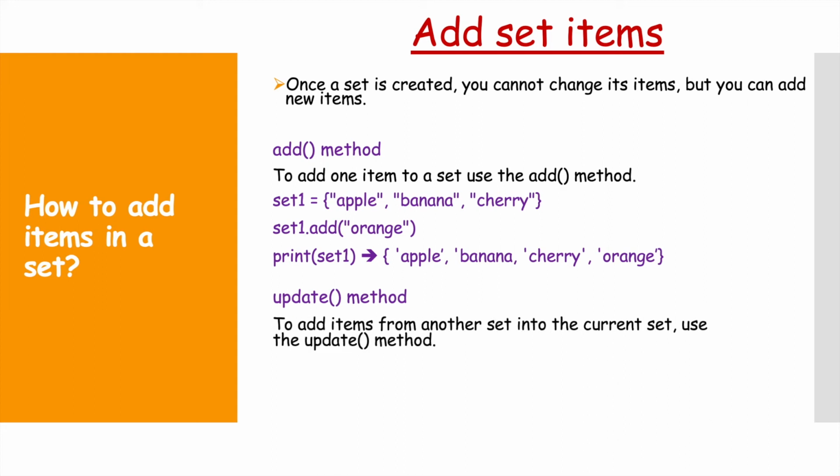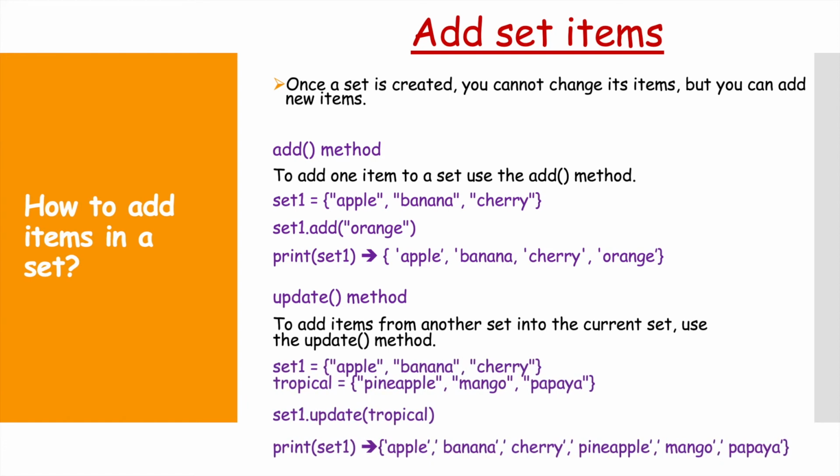Another way of doing it is using the update method. To add items from another set into the current set, you use the update method. Here is an example of a set, set 1, having items like apple, banana, and cherry. Another set, tropical, has items like pineapple, mango, and papaya. When you use set1.update and give the tropical set as its argument, then print set 1, you get all the items of both sets, that is apple, banana, cherry from set 1 and pineapple, mango, papaya from tropical. So all these new items are added from the tropical set to set 1.